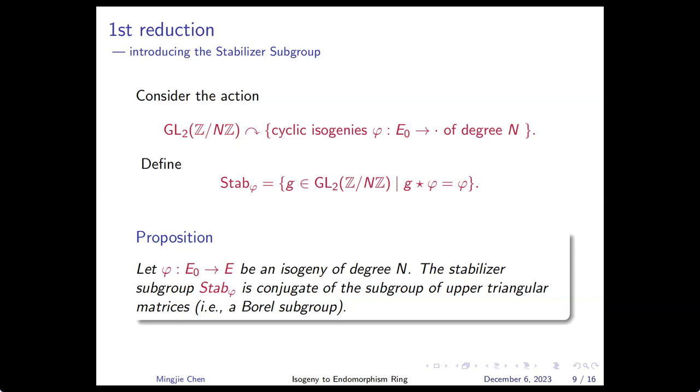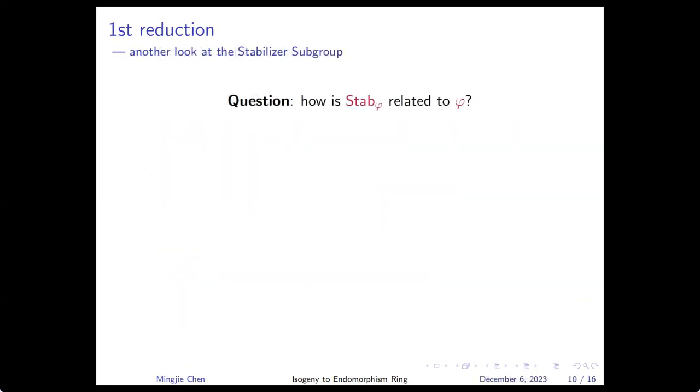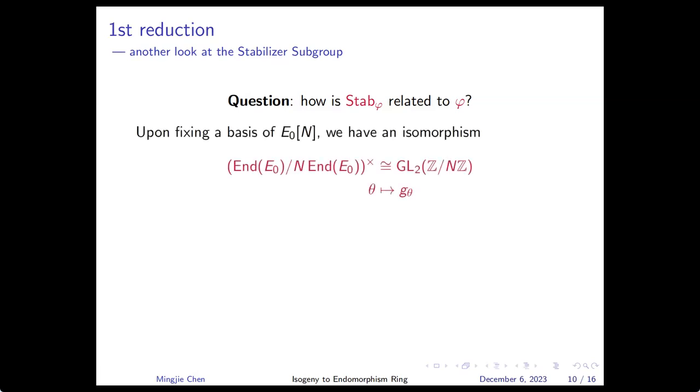How does that help to solve the endomorphism ring problem, for instance? How is the stabilizer subgroup related to phi? As soon as we fix the basis of the n-torsion subgroup of E0, we have the following isomorphism, which is (O/nO)^× is isomorphic to the group that we are considering, GL2(Z/nZ), and we write the isomorphism as theta is sent to G sub theta.